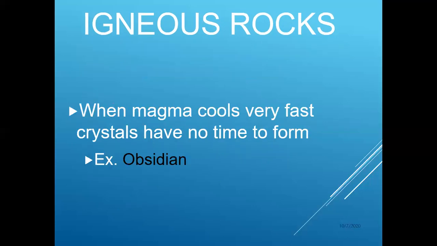Now the rock that forms from the quickest cooling is going to be called obsidian. Obsidian is pretty unique. It looks like black glass. You won't be able to really see any minerals in it. You'll be able to identify that pretty quickly. So obsidian, black glass, is the easiest way to memorize that.